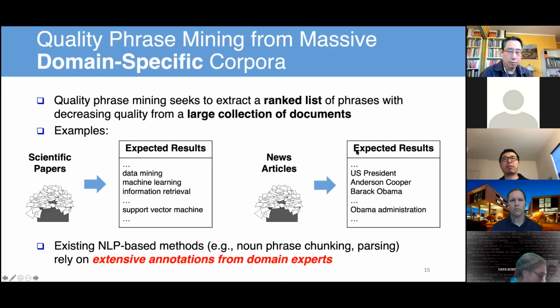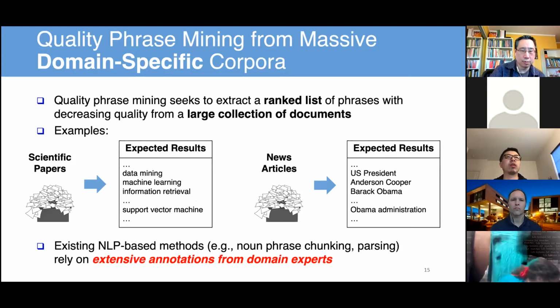So let me step back and try to define the task in a little more detail. What is quality phrase mining here? We aim to extract a ranked list of phrases with decreasing quality from a large collection of documents. When the input mainly contains scientific papers, we can expect the output will be the terminologies. When the input is news articles, we can expect that the names of persons, locations, and organizations will be extracted. So it really depends on what the input is, and we want to extract all these phrases.